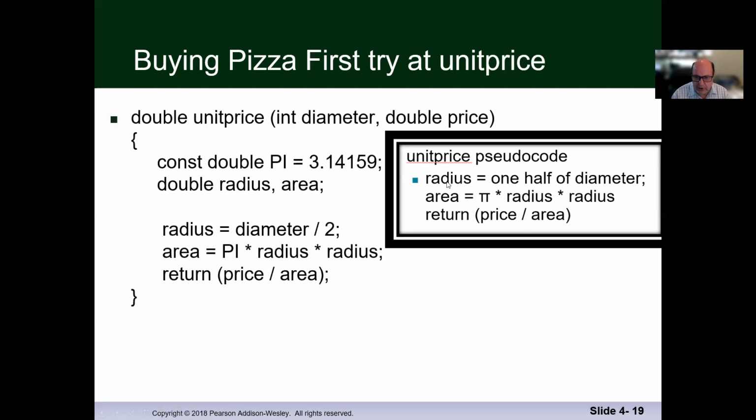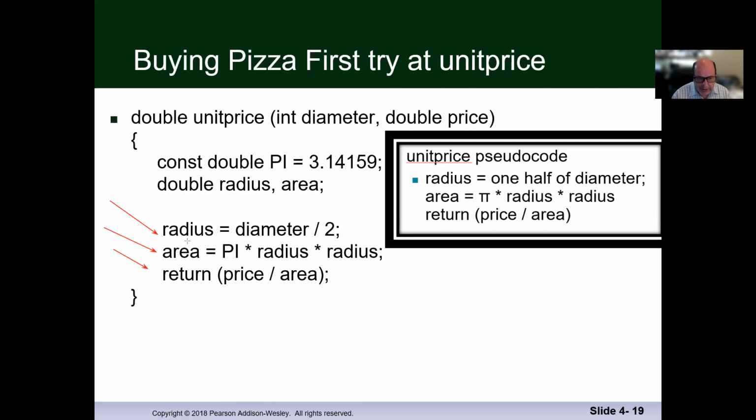So we see here it says radius equals 1/2 of diameter. That means I have to find my diameter and get half of it. And then it says the area equals pi times radius. And then the return is the price divided by area. So I could potentially copy and paste this one. And then I'm thinking, okay, for these variables, just like you were doing in your program, what variables do I need?